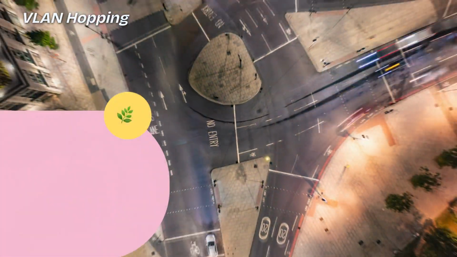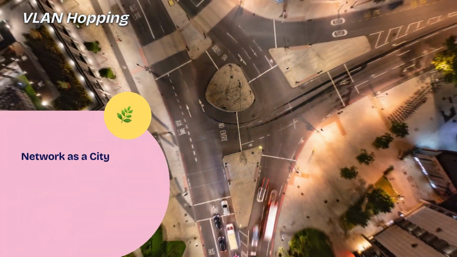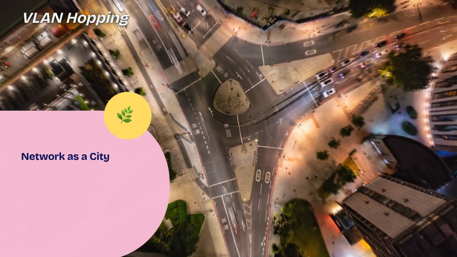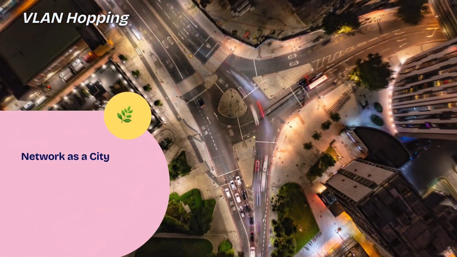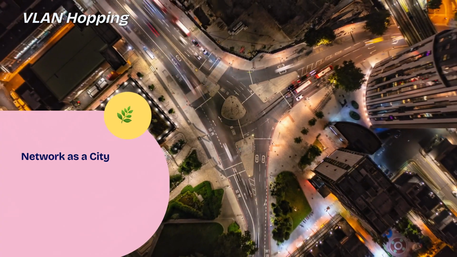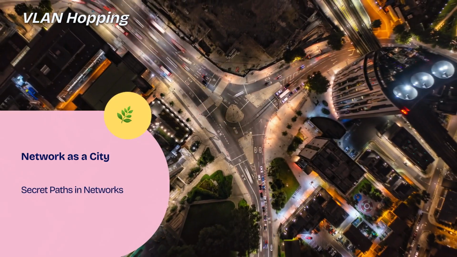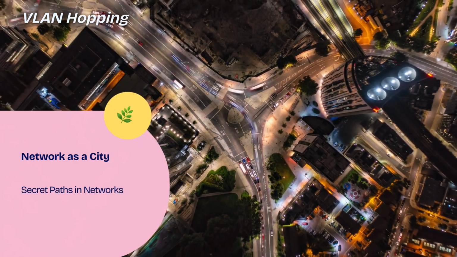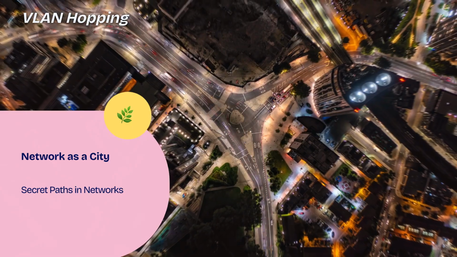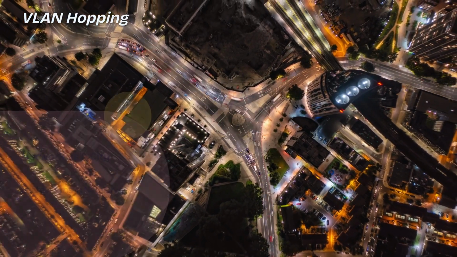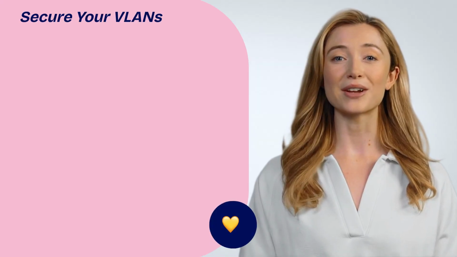First up, VLAN hopping. Imagine your network as a city with different neighborhoods, or VLANs, where each has its own unique traffic rules. VLAN hopping is like finding a secret path from one neighborhood to another where you're not supposed to go. Attackers can manipulate network packets to bypass these boundaries, accessing areas of your network they shouldn't. To stop this, you need to lock down your VLANs.